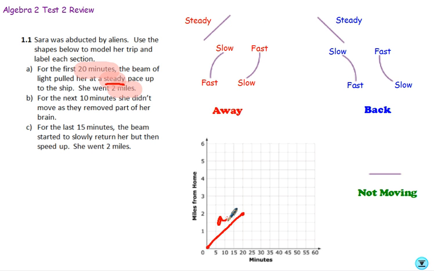And this would be A, the first section there. Alright, so let's look at B. Now what it says is that she went for the next 10 minutes. Let's take a look here. So for the next 10 minutes, she didn't move.